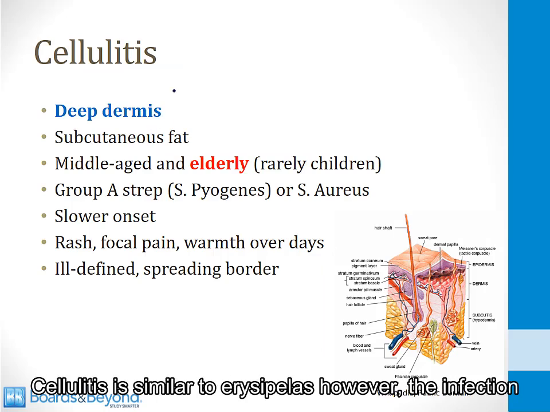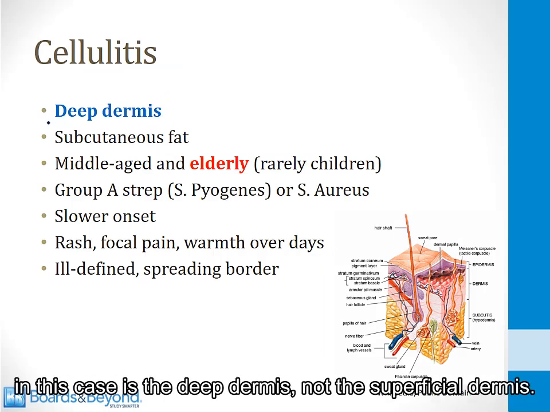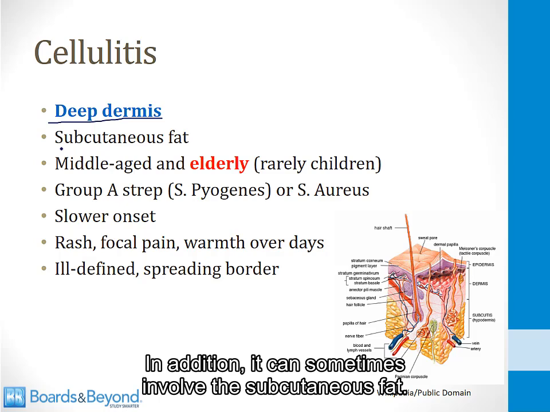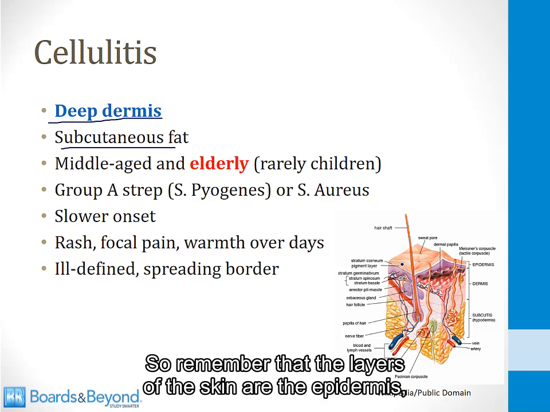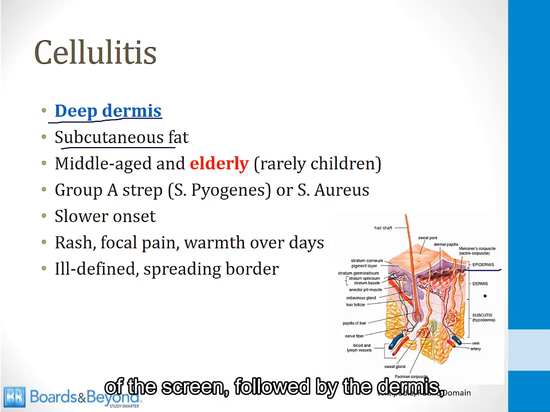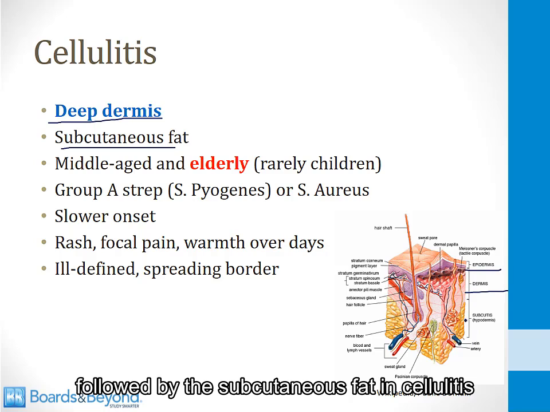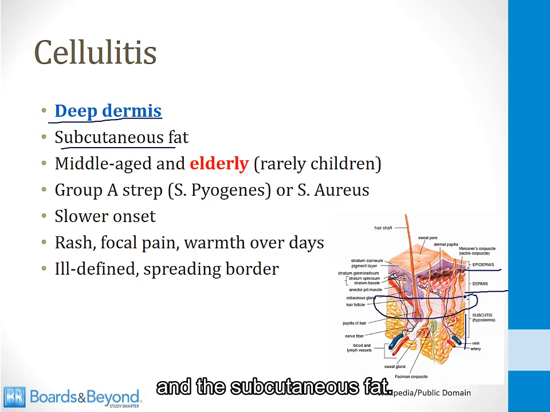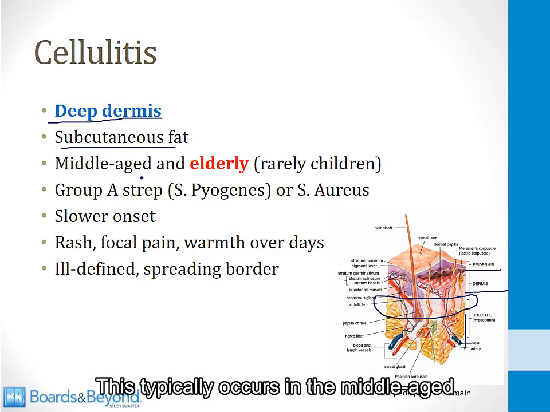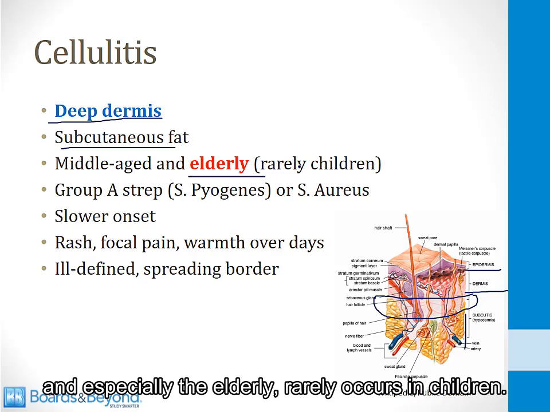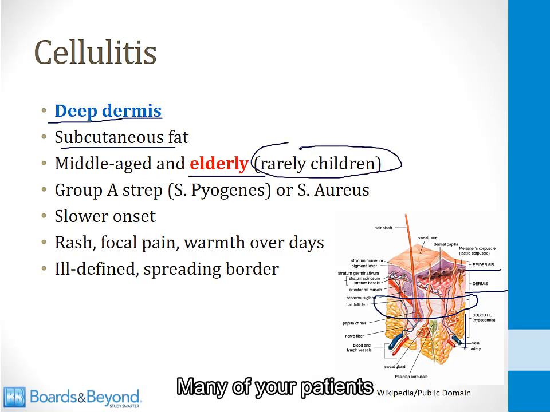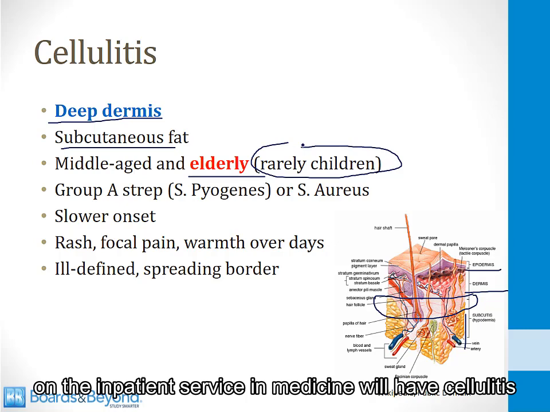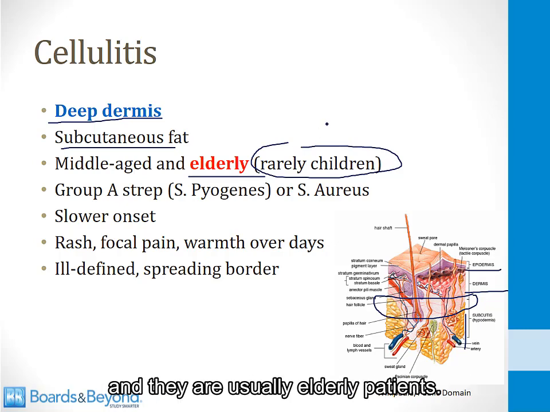Cellulitis is similar to erysipelas. However, the infection in this case is the deep dermis, not the superficial dermis. In addition, it can sometimes involve the subcutaneous fat. So remember that the layers of the skin are the epidermis, if you look at this picture on the bottom right side of the screen, followed by the dermis, followed by the subcutaneous fat. In cellulitis, we're talking about the deep dermis and the subcutaneous fat. This typically occurs in the middle-aged and especially the elderly. It rarely occurs in children. Many of your patients on the inpatient service in medicine will have cellulitis, and they are usually elderly patients.